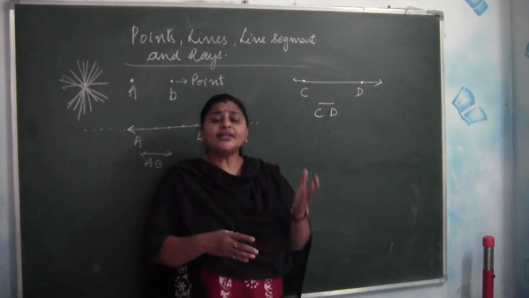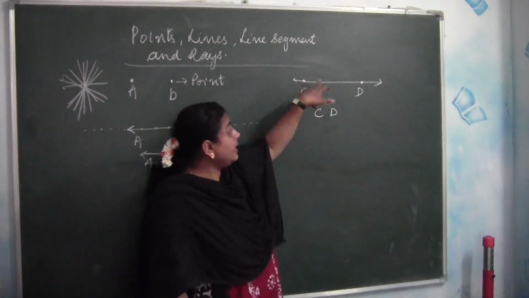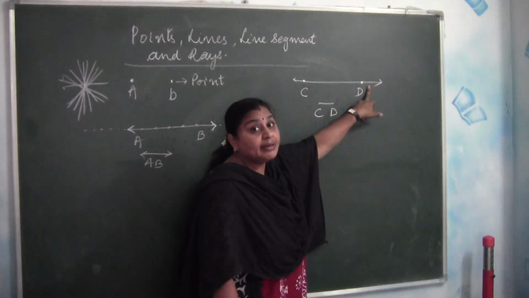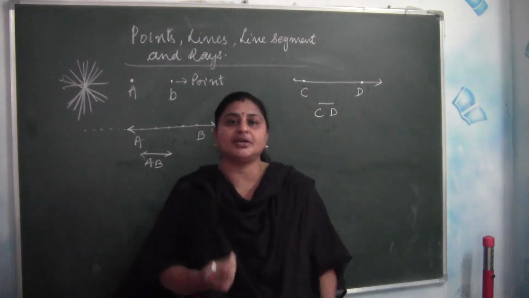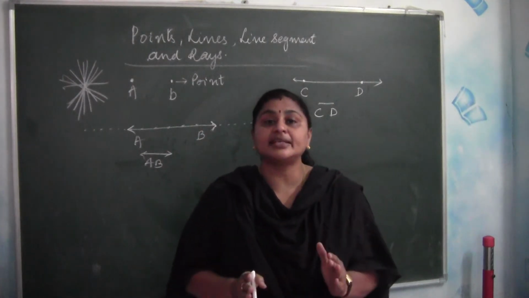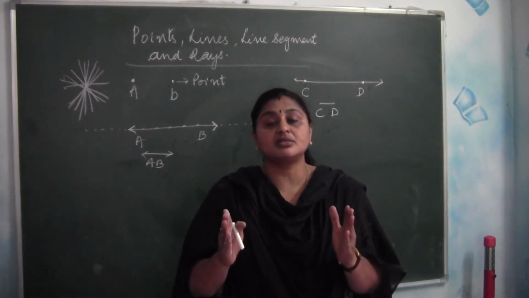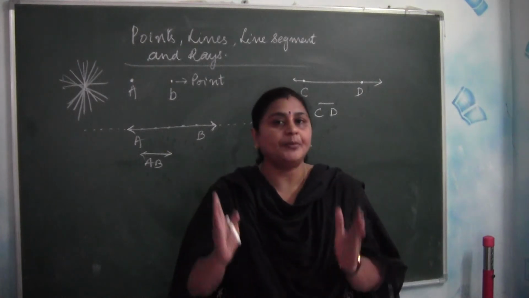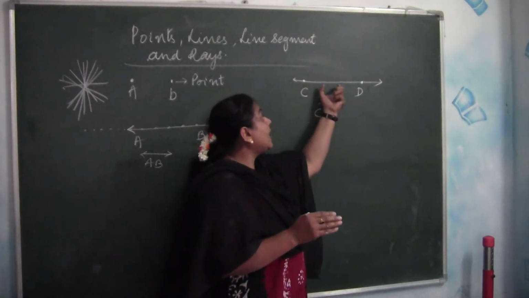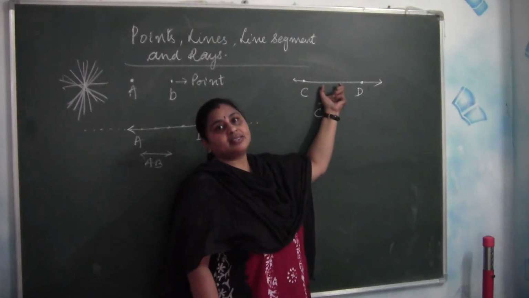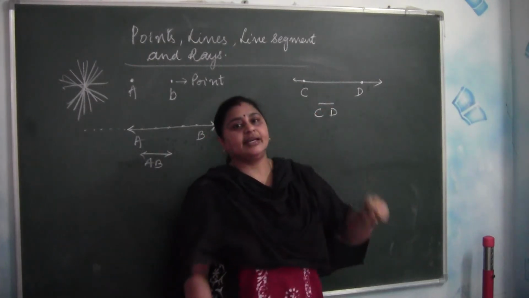No. So we read this as line segment CD. It means quite opposite to line. A line segment has a starting point and an ending point also. Try to see the differences between line and line segment, children. Line and line segment are formed by joining an unlimited, countless set of points. But if you take a part of a line, that is a line segment. If you take any part of the line, that is called the line segment.